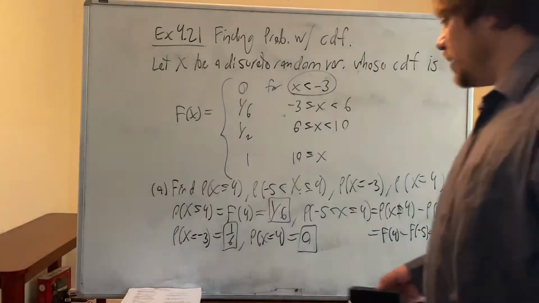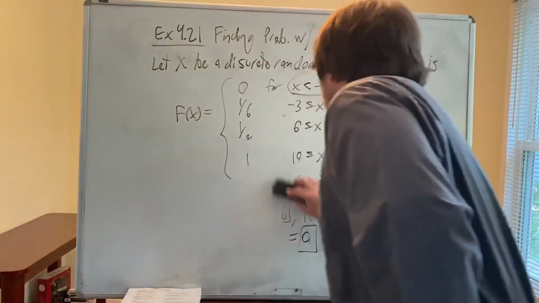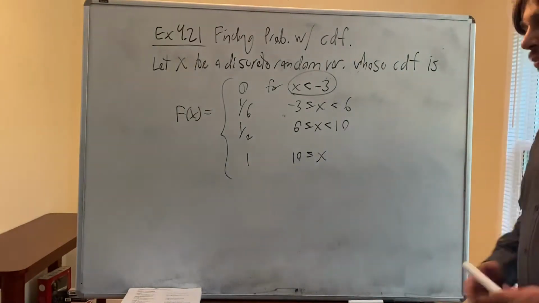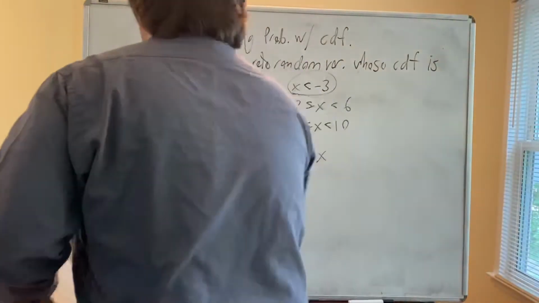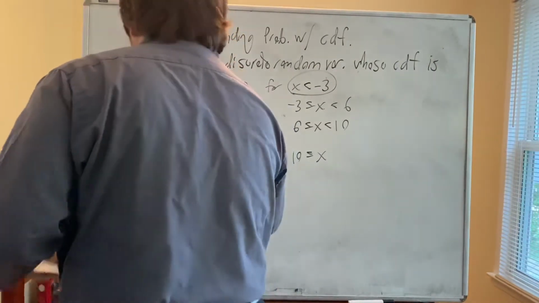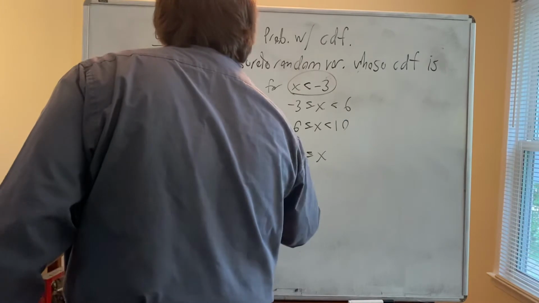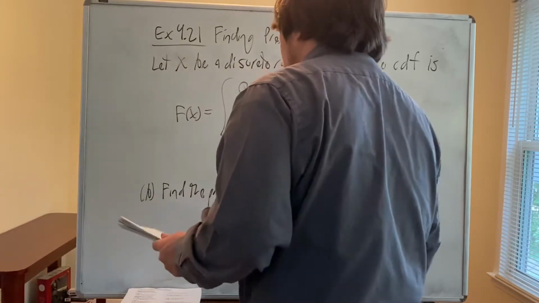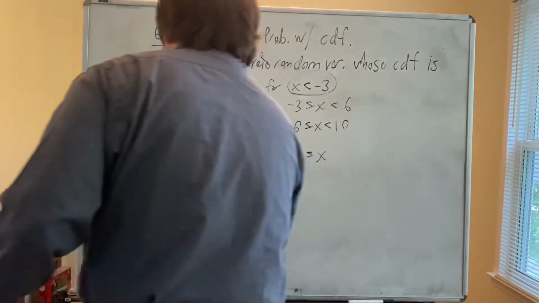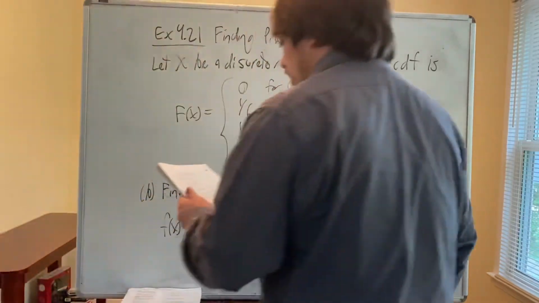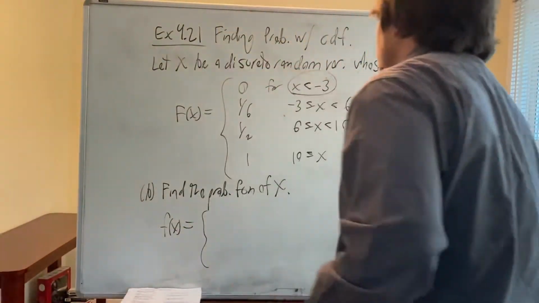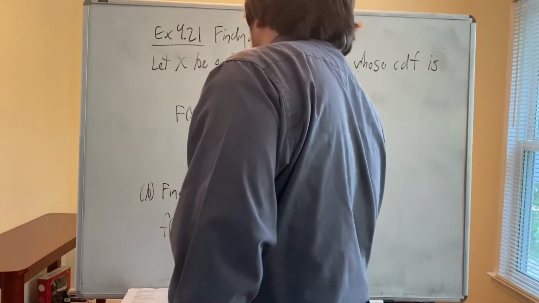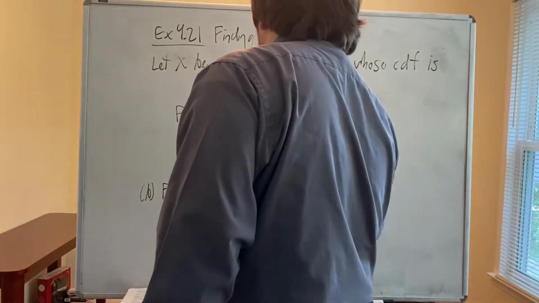Okay, so let's go to part B. Part B is find the probability function of capital X. So that's f of x, which is probability capital X equals little x. That's equal to, well, the jump here is at x equals -3. And so the probability is 1/6 if x is equal to -3.